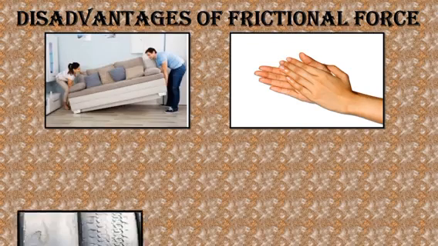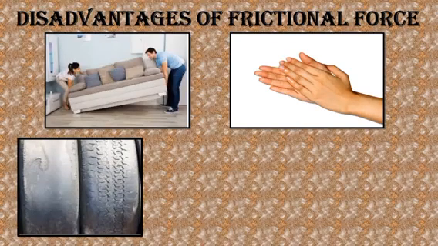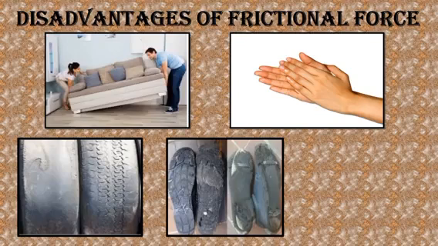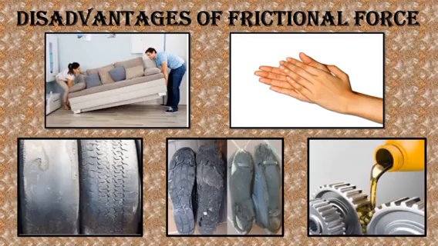Friction causes damage to tires of vehicles, the soles of shoes, and machine parts, making these objects wear away with time. This is the reason machine parts are oiled regularly, as oil is slippery and reduces the friction between different parts of a machine.